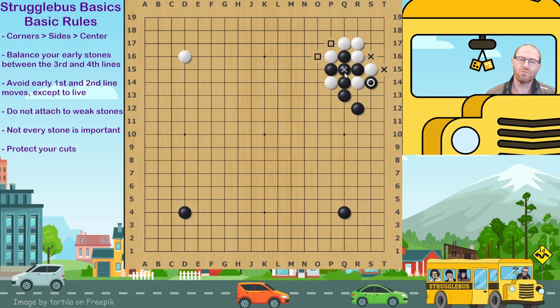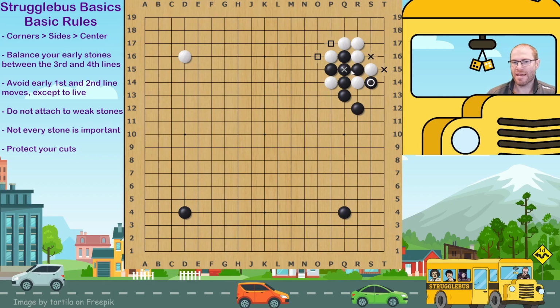The next rule is not really relevant here. That's do not attach to any weak stones. That isn't applicable to the board in front of us. But the next rule absolutely is. It's one of the most important rules, though they're all important. And that one is not every stone is important, which I've changed the title of. It used to be do not save every stone, but this is a better way to phrase that rule.